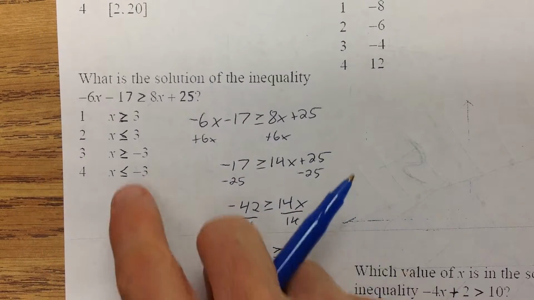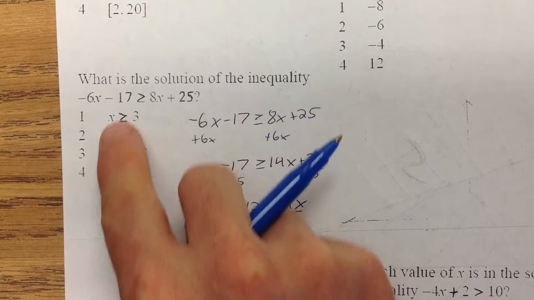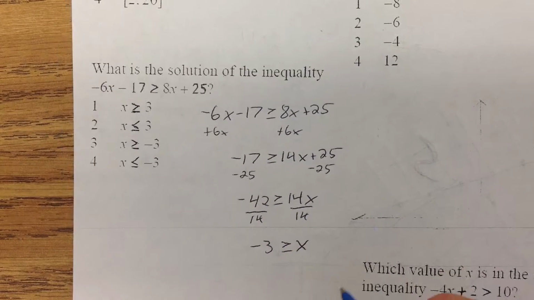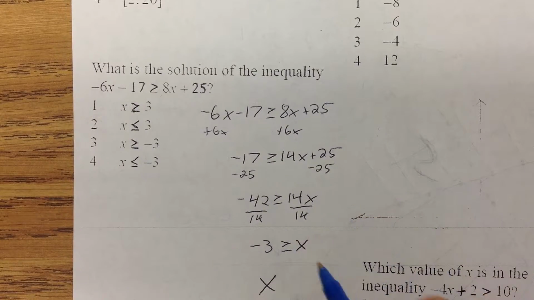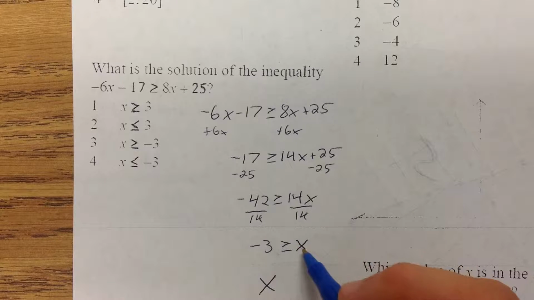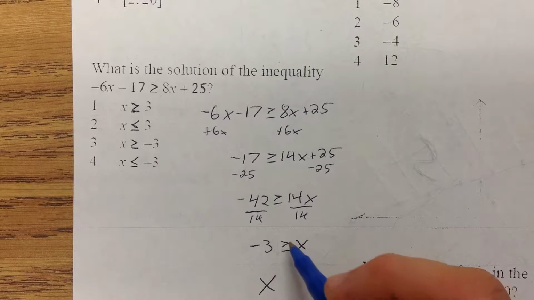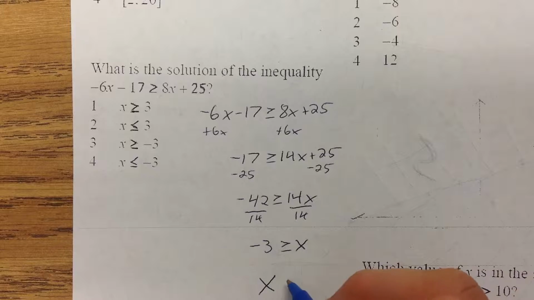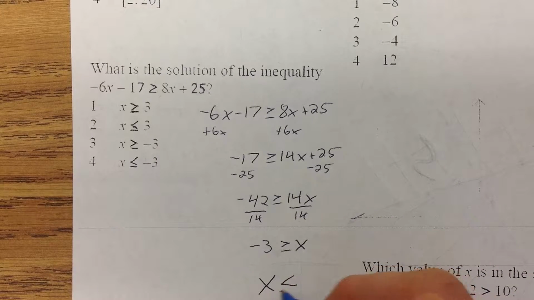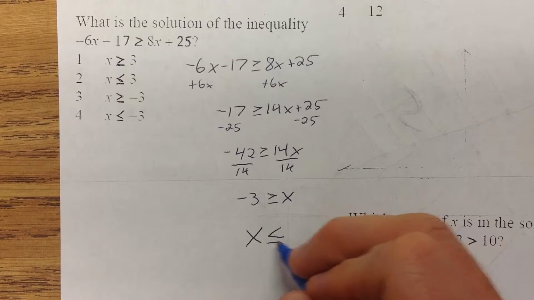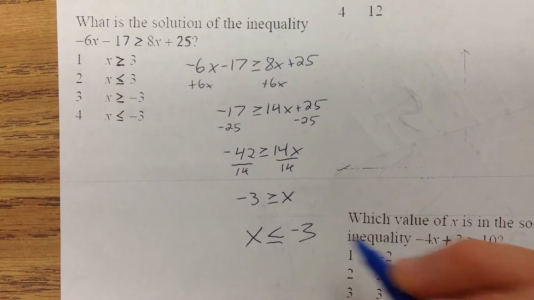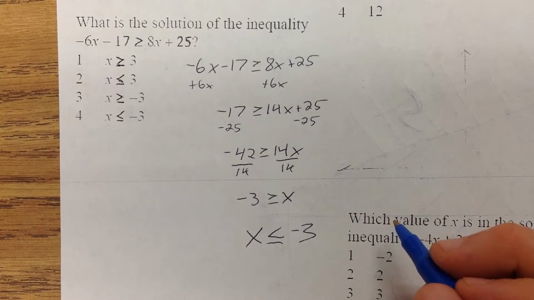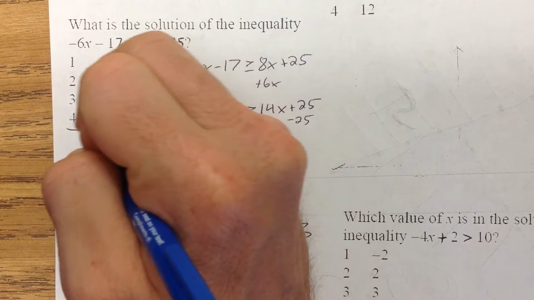Now, notice on the answer choices, they always have the x's on the left-hand side. If I want to do that, I can rewrite this, but just notice that the x is on the less than side. It's on the closed side of our symbol here. So we have to keep it next to the less than, or the closed side of our symbol. So this would be x is less than or equal to negative 3, which we can see is choice 4 here.